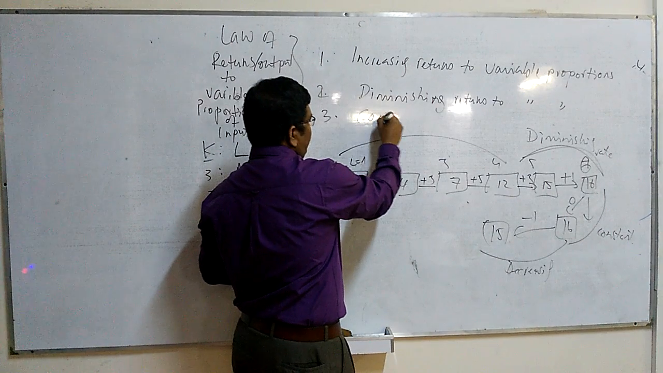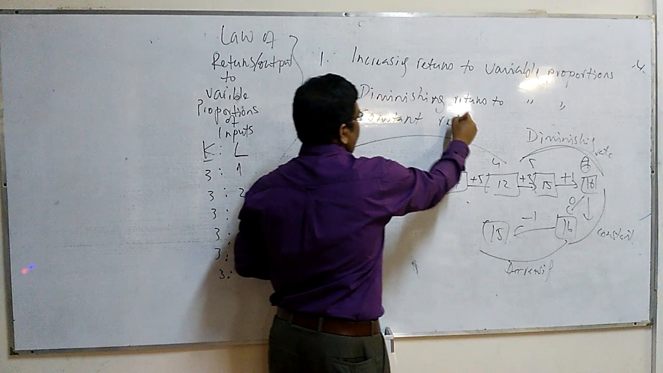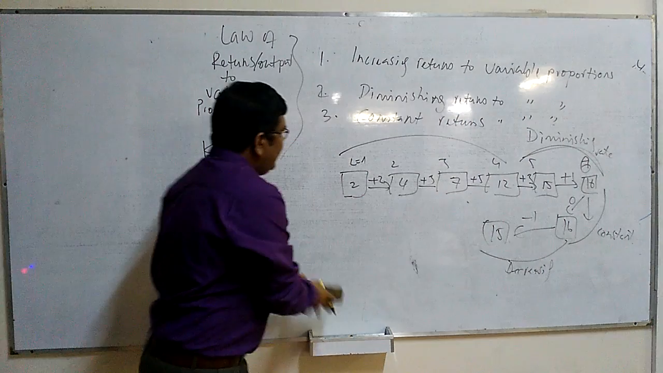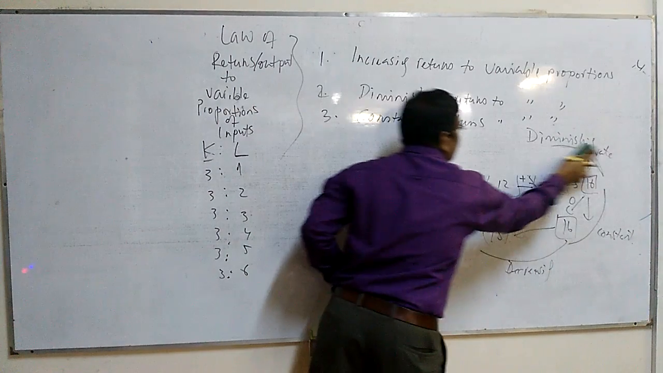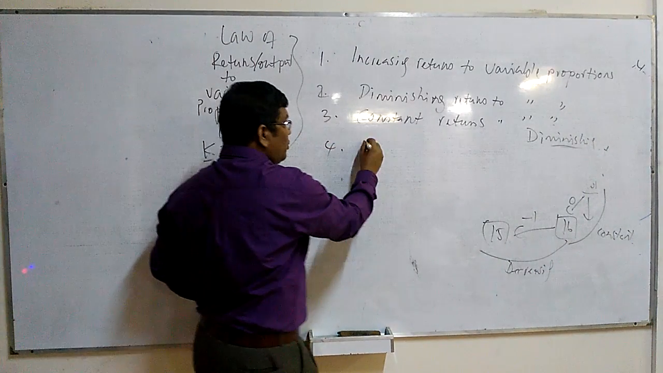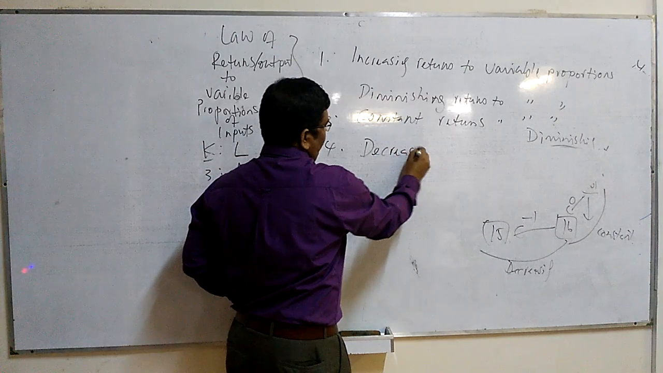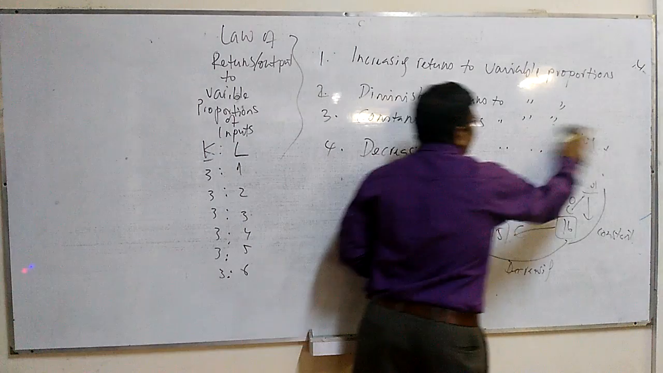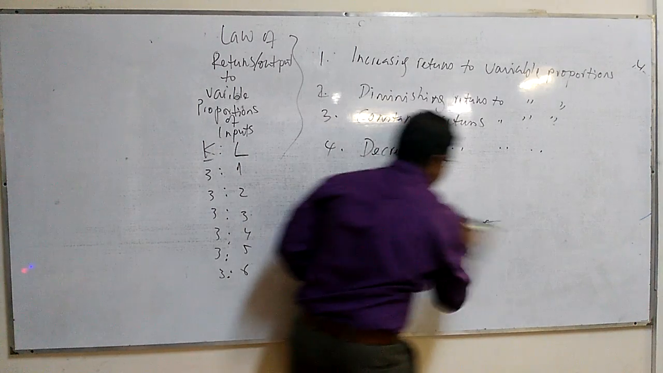So like constant returns to variable proportions. And then if you continue to increase, what will happen? Output will decrease. So decreasing returns to variable proportions. So you see, you are getting four trends.